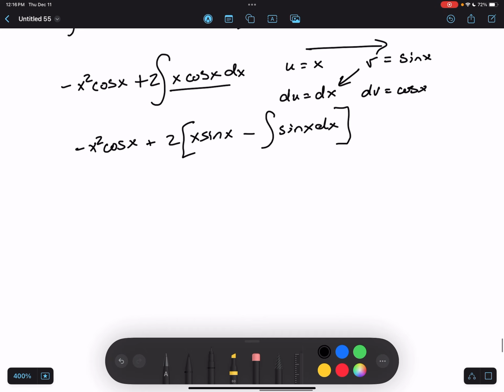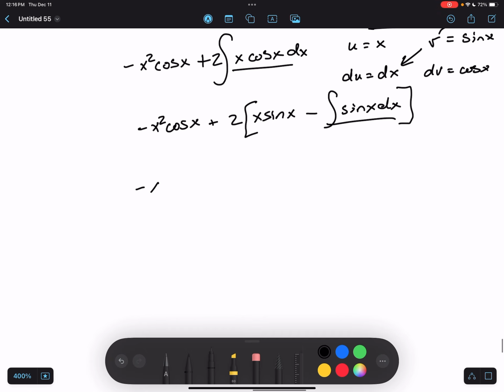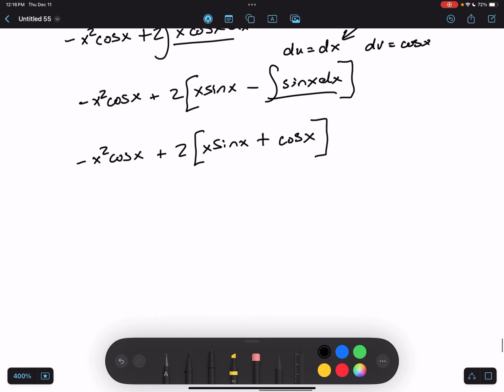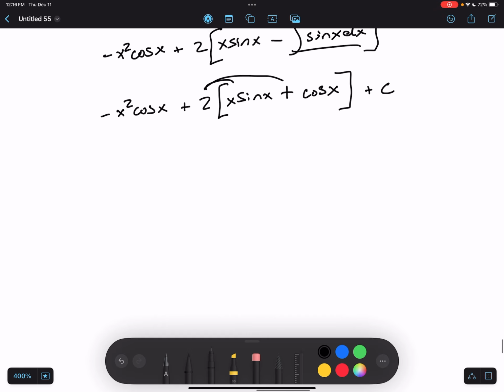And now, to solve this, we just need to solve this integral here. We've got negative x squared cosine x plus 2 times x sine x minus the integral of sine, which is negative cosine, so we can change this to a positive cosine x. And because we're dealing with integrals with no bounds, this is an indefinite integral, we must add a constant at the end. Now we just need to distribute this 2, and we'll be done. So we've got negative x squared cosine x plus 2x sine x plus 2 cosine x plus c.